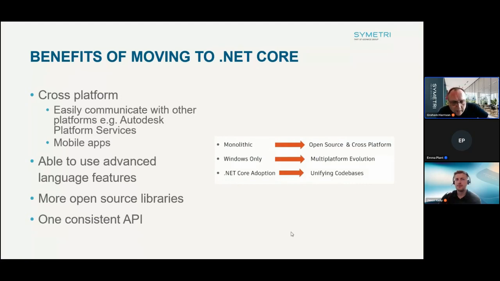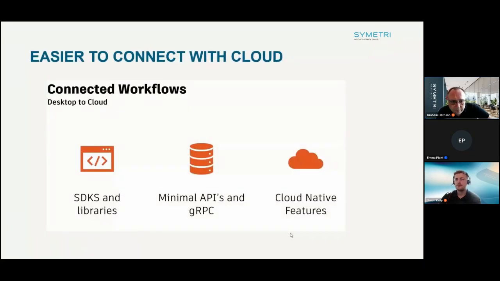So it allows us to have a unified code base, whether we're working on a web platform, desktop platform, or mobile platform. As I say, one of the key things for Autodesk is this connection to the cloud. .NET Core gives us some cloud native features and reduces the amount of extra effort we have to make in our own code for connecting through to other APIs and gRPC, for example.